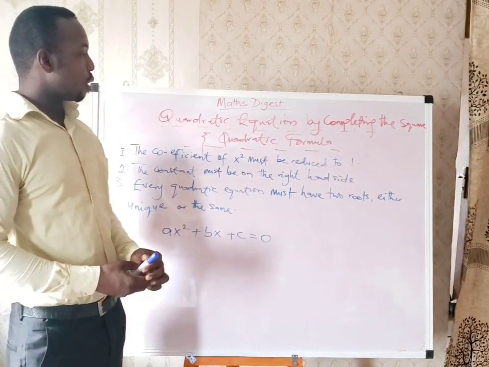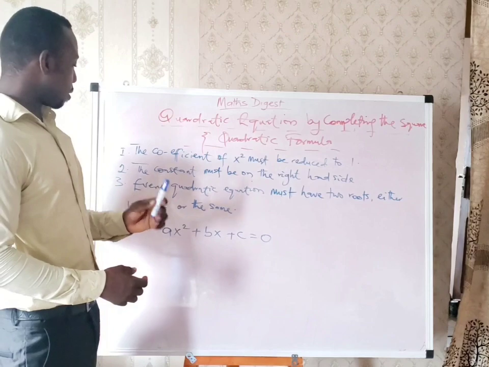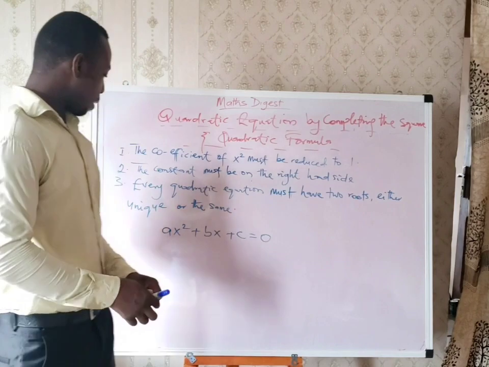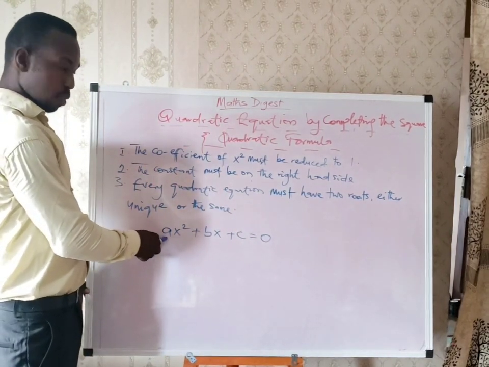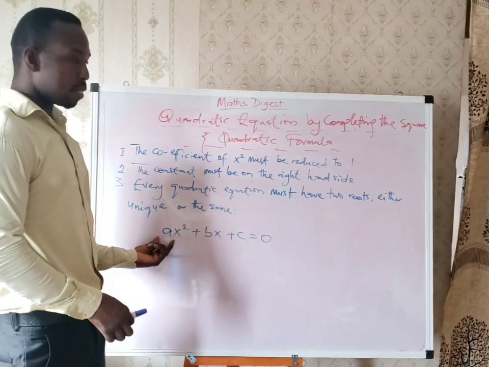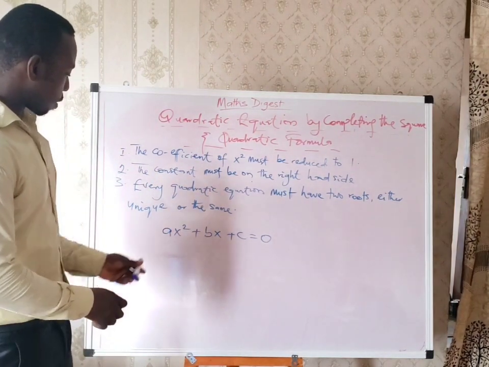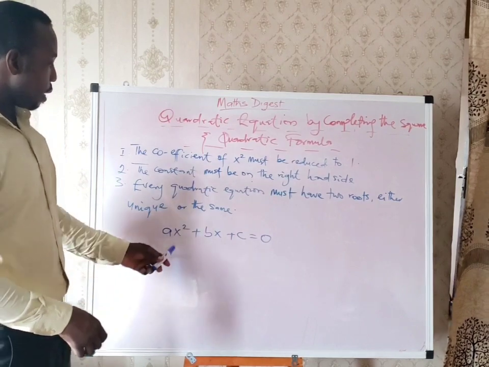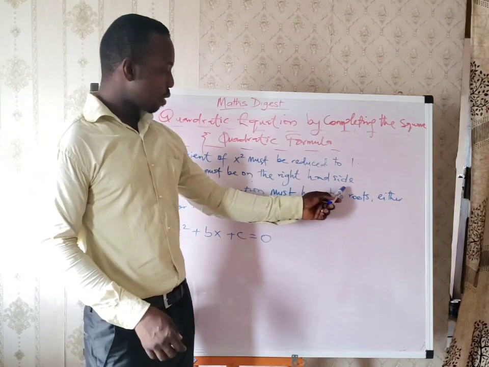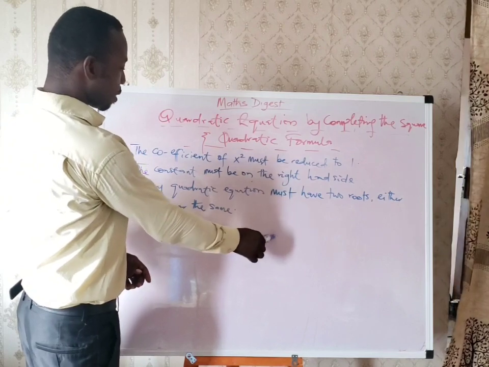Quickly, when you are doing this, I want us to remember three things. The first one is the coefficient of x squared, that is a, must be reduced to 1. Whatever is there, for it to be solved, we must reduce it to 1 by eliminating it. The second one says the constant must be on the right hand side. The constant is this c, and we must take it to the other side.